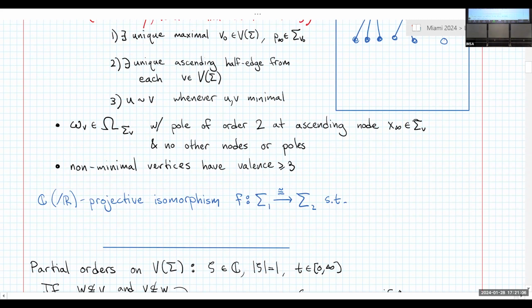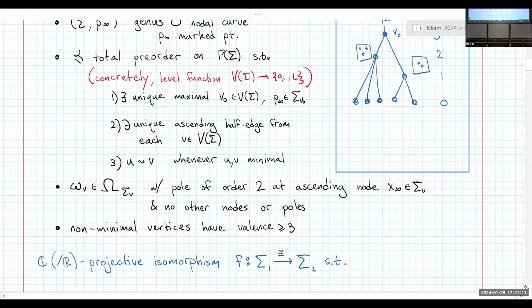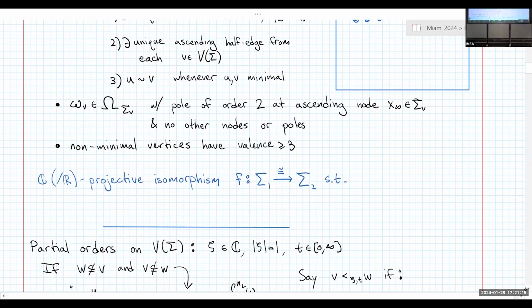So there's a notion of isomorphism here that's relevant. It's basically a projective isomorphism, an isomorphism for the curve, but you have the pullback f star of omega_v for every vertex v in V of sigma. This is my notation for the vertices of the dual graph, so it's just the set of components of the curve. f star of omega_v is equal to c_v times omega_v, for c_v in either C times or R times greater than zero.